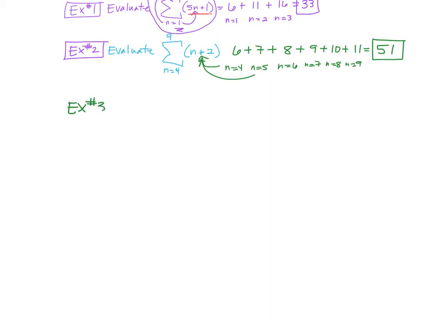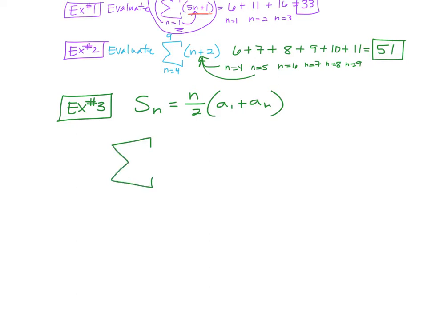Here's our third example. Think back to yesterday. Remember yesterday we did the sum was n divided by 2 times our first term plus our last term. We're going to use that in this scenario. So let's say we have this setup. Okay, n equals 1 is here, 50 is up here, and then it's 2n minus 3.